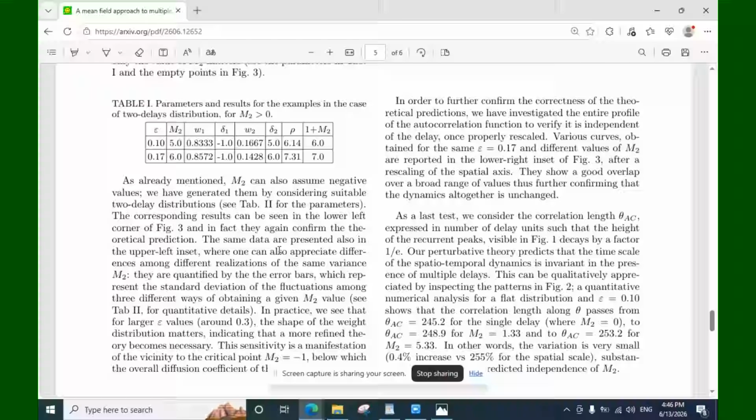theoretical prediction. The same data are presented also in the upper left instead, where one can also appreciate a difference among different realizations of the same variance M2.